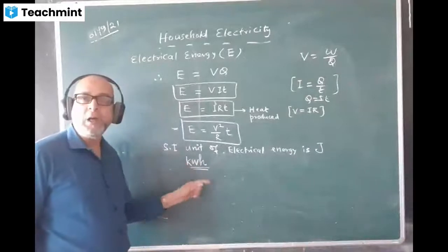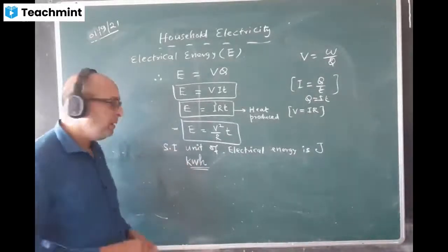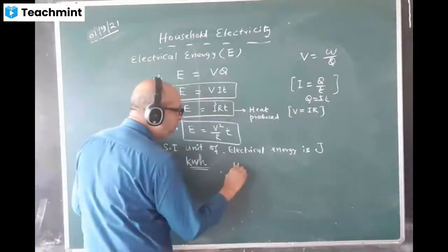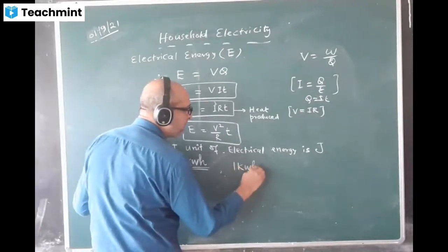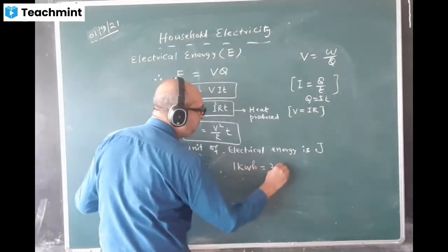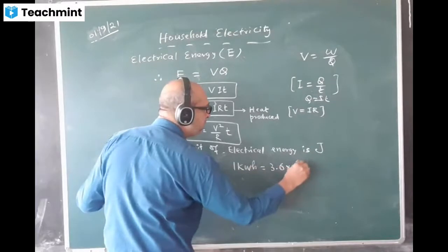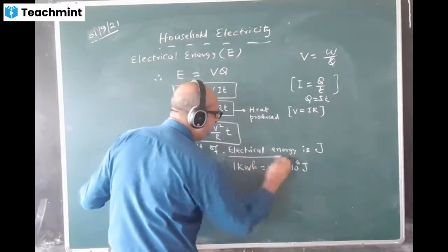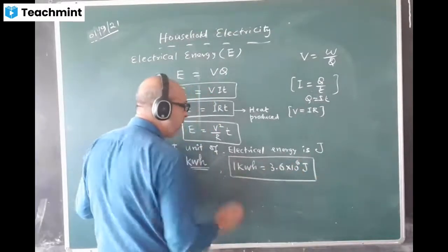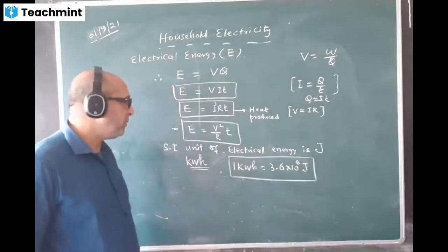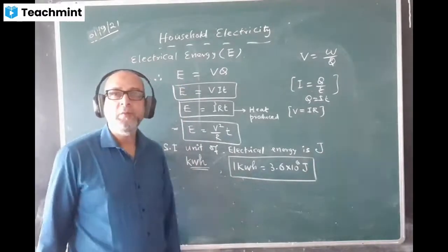Commercial unit is kilowatt hour. It is like that. Then you write below that, 1 kWh is equal to 3.6 into 10 to the power of 6 joules. This is the value. 1 kWh is equal to 3.6 into 10 to the power of 6 joules.